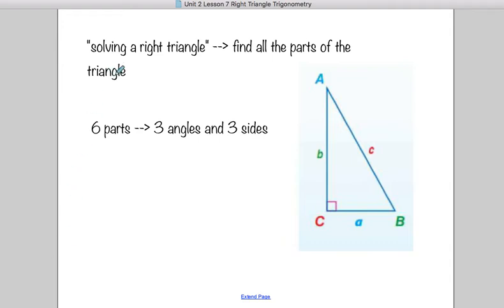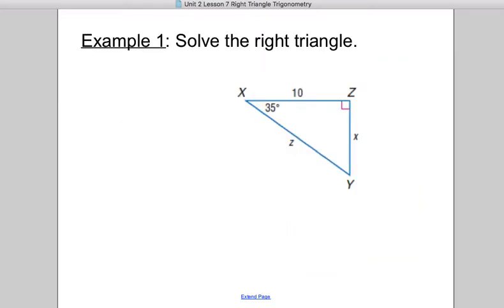So today we're going to talk about solving a right triangle, and what this means is we have to find all the parts of the triangle. We must find all of them. That means there are 3 angles and 3 sides. We have to know all of those values. So if I ask you to solve a triangle, that means you have to find all the parts.